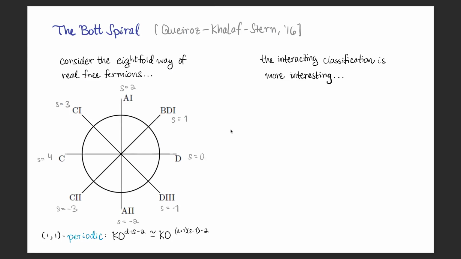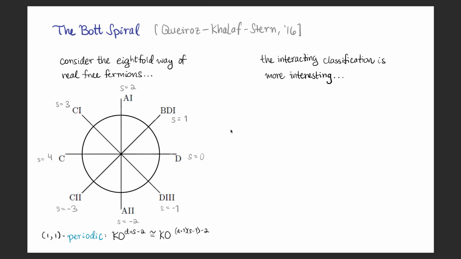In addition to being 8 periodic from that kind of bot periodicity, it's also 1,1 periodic. If we are classifying our free fermion phases in terms of a K-theory group in degree D plus S minus 2, this is the same group if we increment D and decrement S.